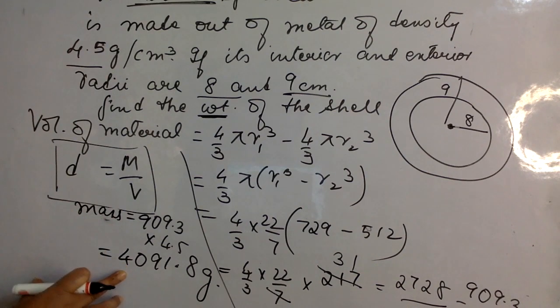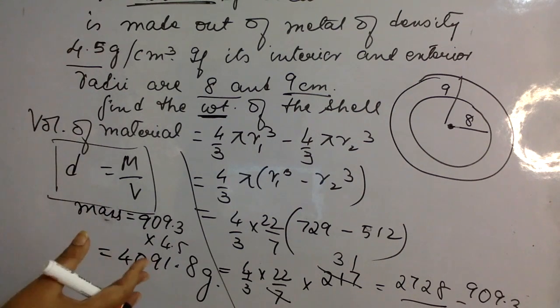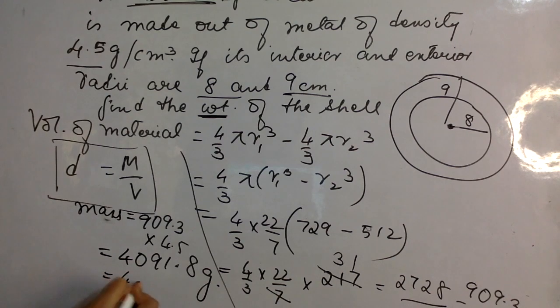If it is 4091.8, because it is more than 1000 grams, we should convert it to kg. So what we do, we divide it by 1000, and this is our answer, this many kg. 4.0918 kg is the weight of the hollow sphere when the density has been provided.